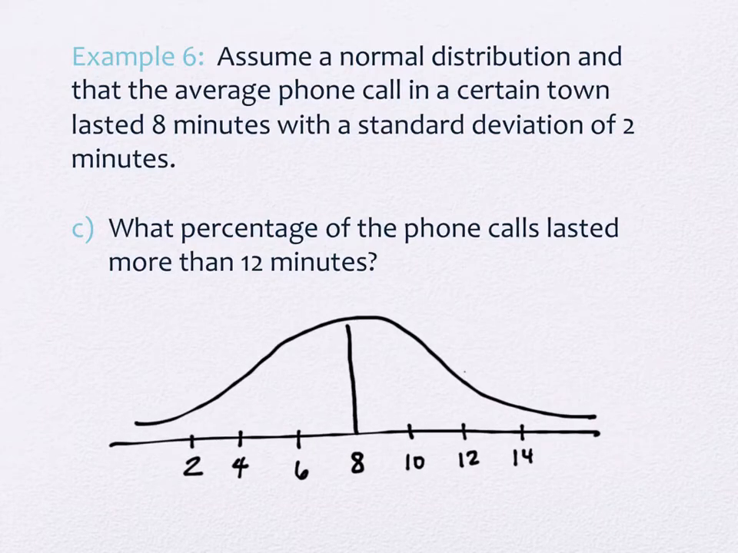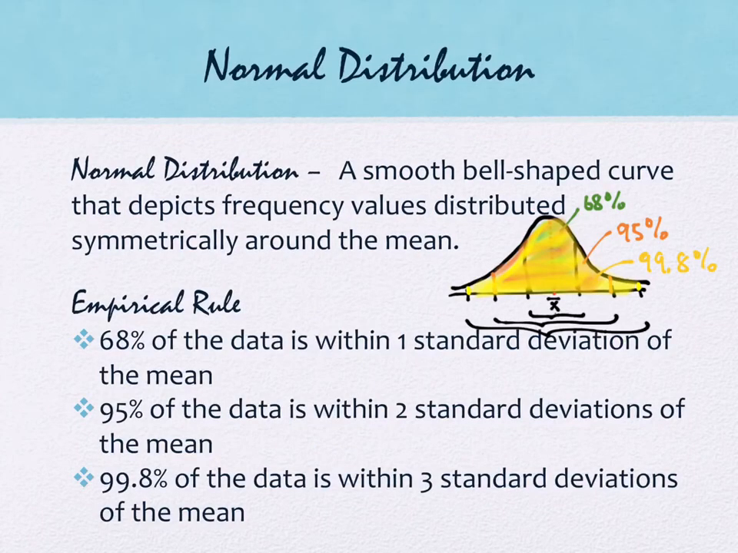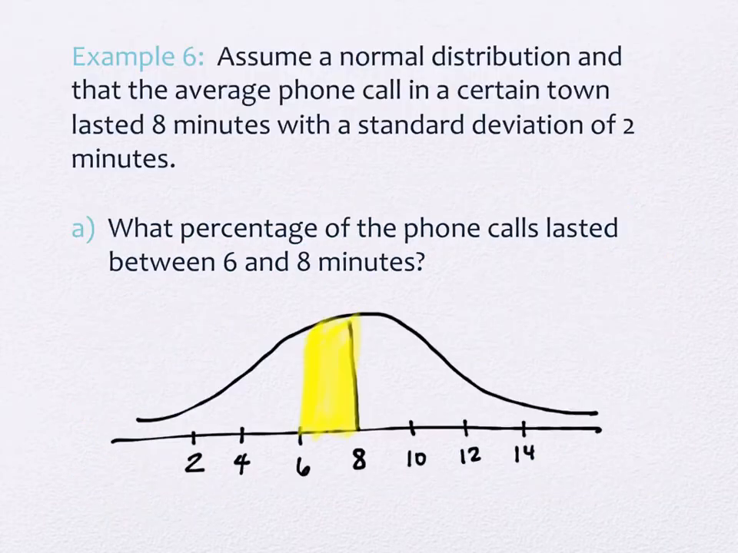Okay, so over here, my 6 to 8 minute phone call, I'm going to shade in the locations from 6 to 8. So 6 to 8 would be putting me right here. Does that make sense? Okay, now that's not exactly an empirical rule value, but I can use the empirical rule to find the shaded value that I have. Any idea what I might do to find that shaded area?